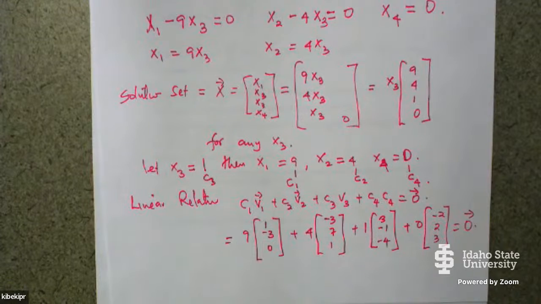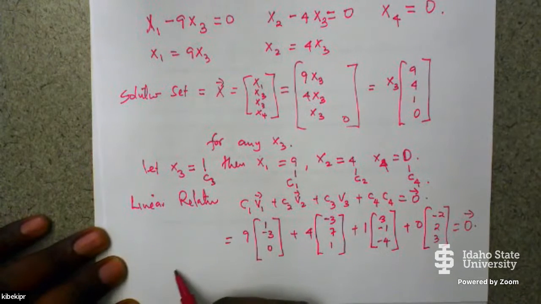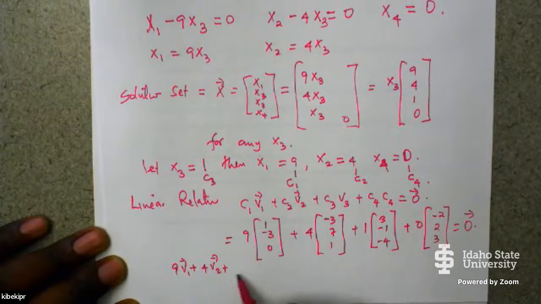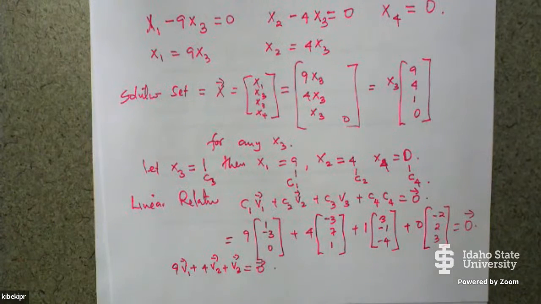Any question after that? So this is our vector that we got, and this is our solution, C1. So you can actually write this as 9V1 plus 4V2 plus V3 equals 0, since the other one, C4, is 0. Any question up to that?